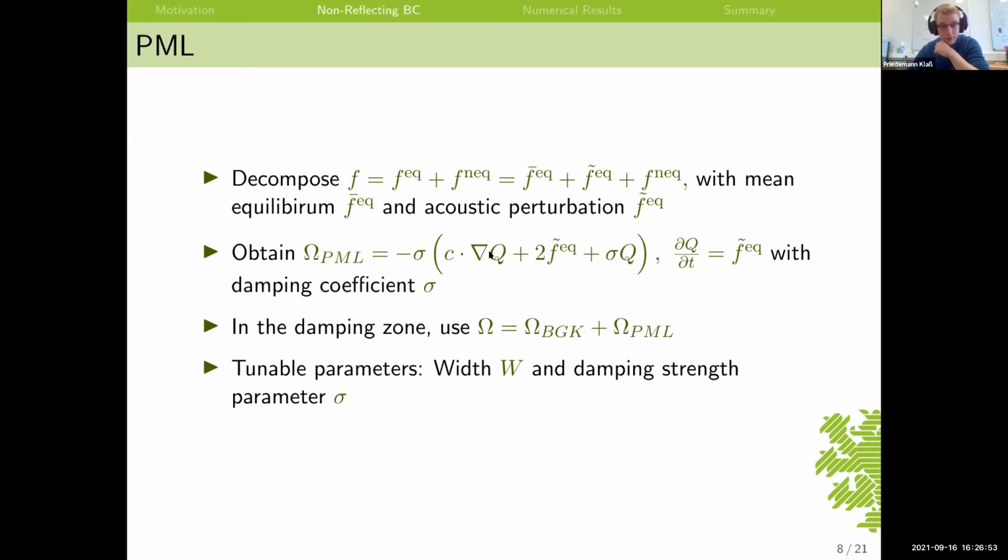And eventually what one operatively does in the whole LBM algorithm is, in this damping zone, we modify the collision step and simply add this omega PML operator on the BGK operator, for instance, if we're using BGK, and then use simply this omega in this damping zone. So to sum up, the idea of this approach is that we introduce an additional damping zone with a certain width W and a certain damping strength parameter sigma, and then damp out reflections.